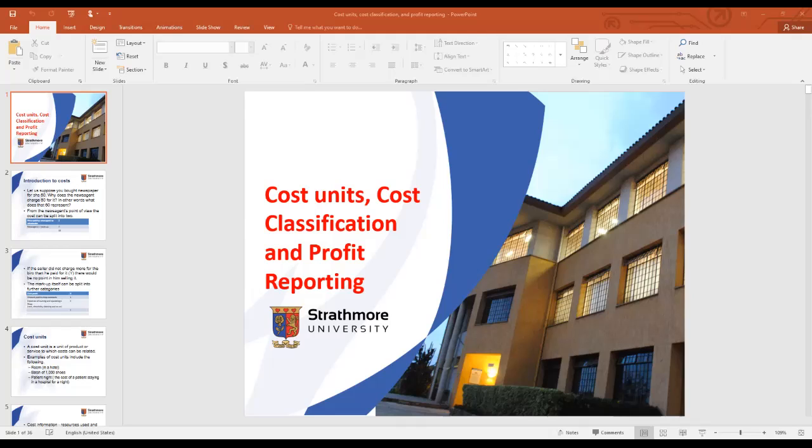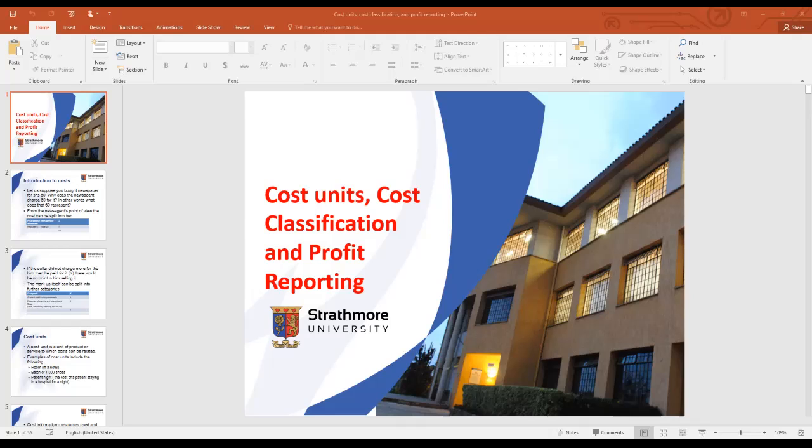So a cost unit: the best way of identifying a cost unit is simply determining how we charge the customer, how we accumulate our costs, which means this will be influencing how we charge our customer.